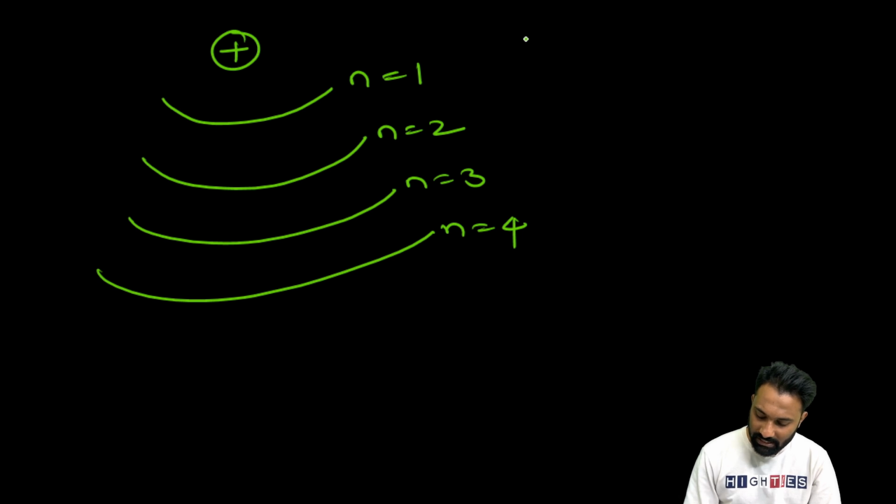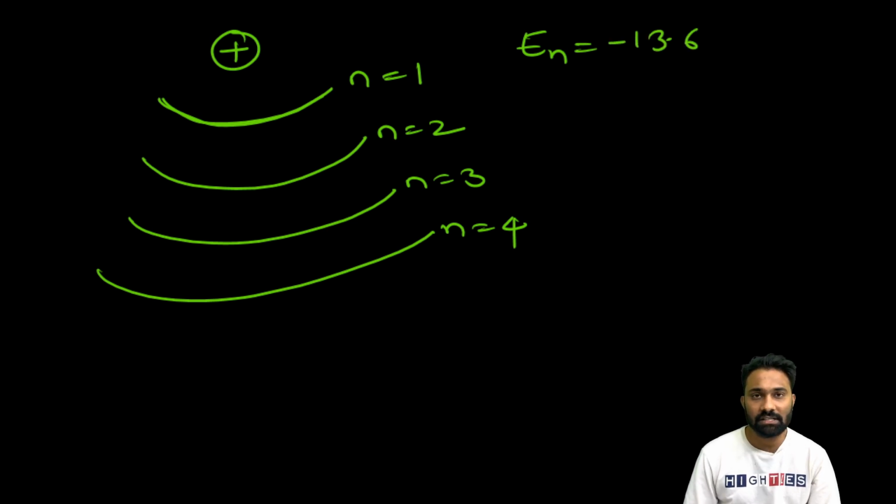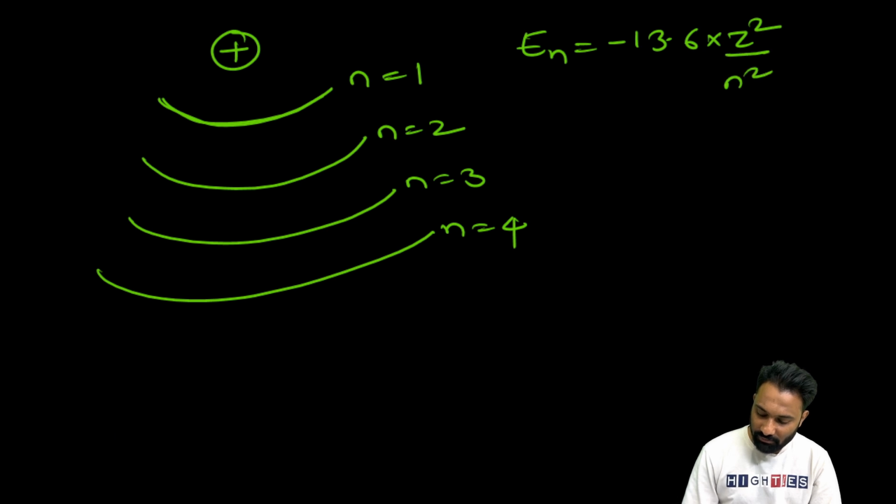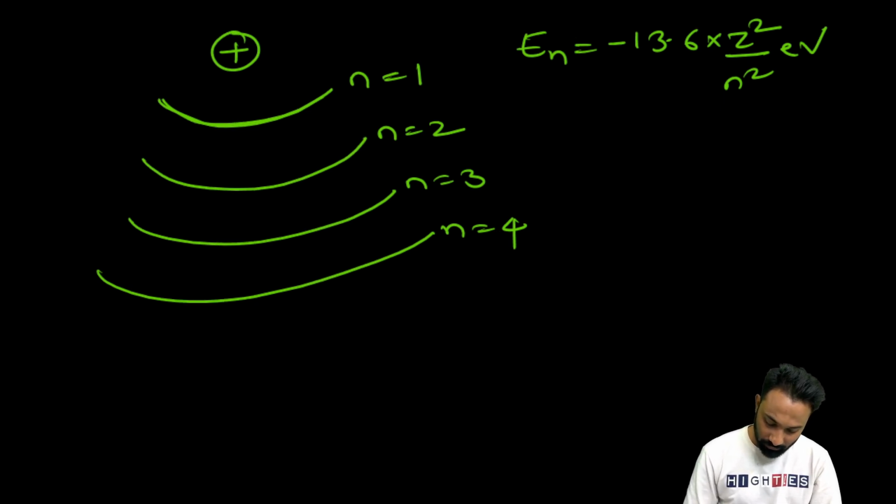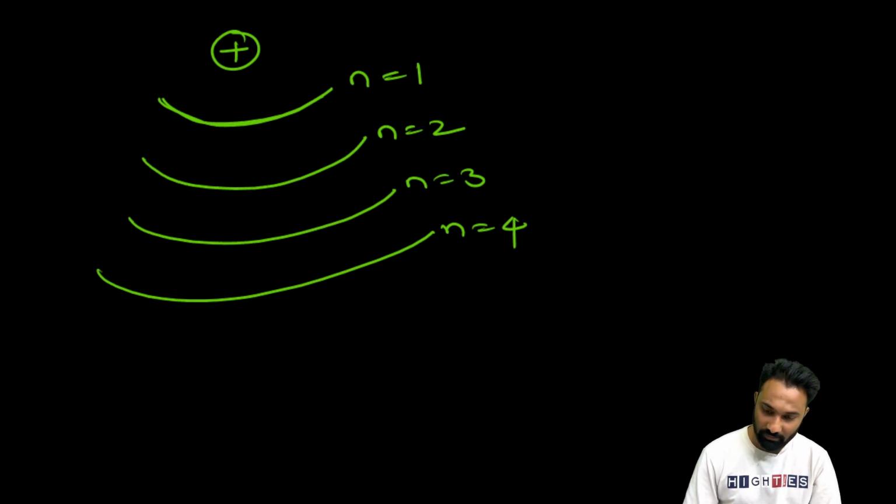Now, the total energy of an orbit: there was one formula we have given, that is minus 13.6 into Z squared by n squared electron volt. This is the formula for the hydrogen-like atom. Clear?